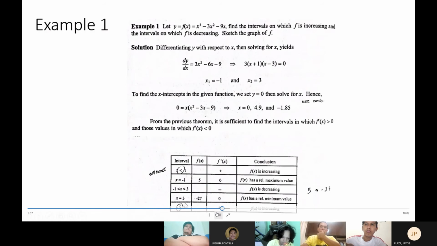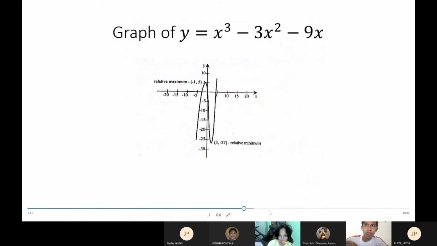Take note of this one. As we solve for this one, x is equal to 3, that is another root, okay? That is another interval. Solve for the f of x, that will give you -27. And after solving for the first derivative, okay, this is your first derivative, and substitute again the value, that will give you 0. Okay, and then f of x therefore has a relative minimum value, and for x greater than 0, the values for f prime of x would be positive, therefore f of x is still increasing.